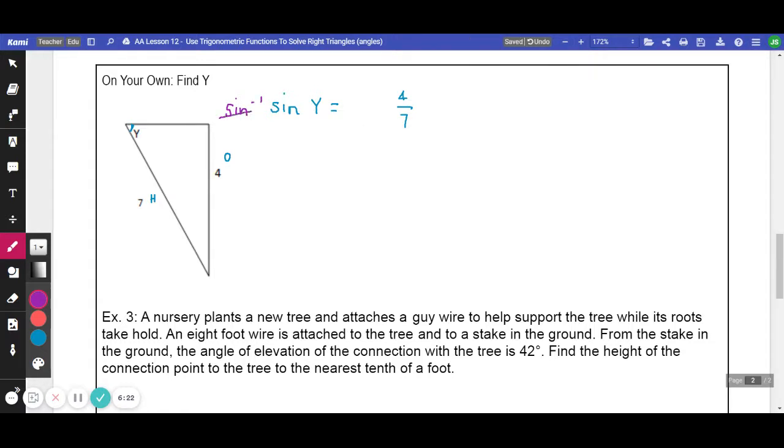So those are going to undo each other, and I'll be left with just y equals. If I did inverse sine on one side, then I have to balance my equation by also doing inverse sine on the other side. So inverse sine, 4 divided by 7 is 35 degrees this time.